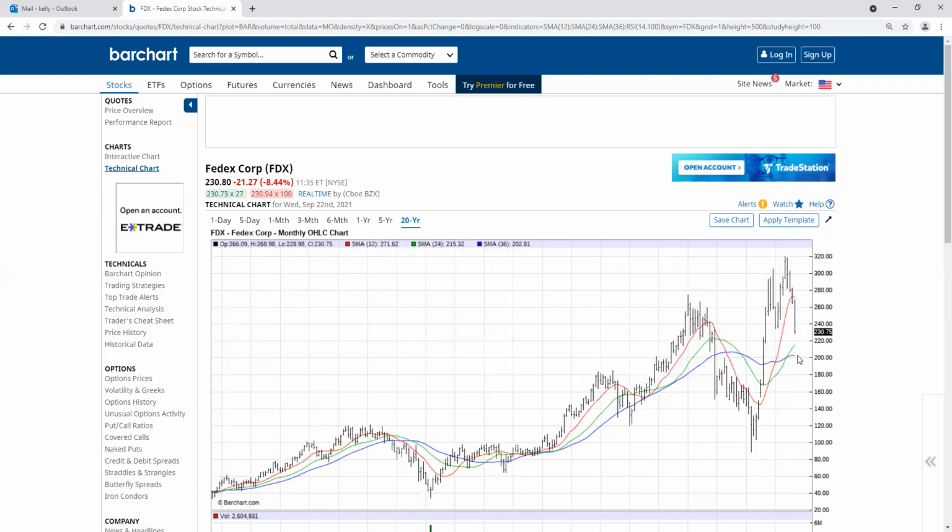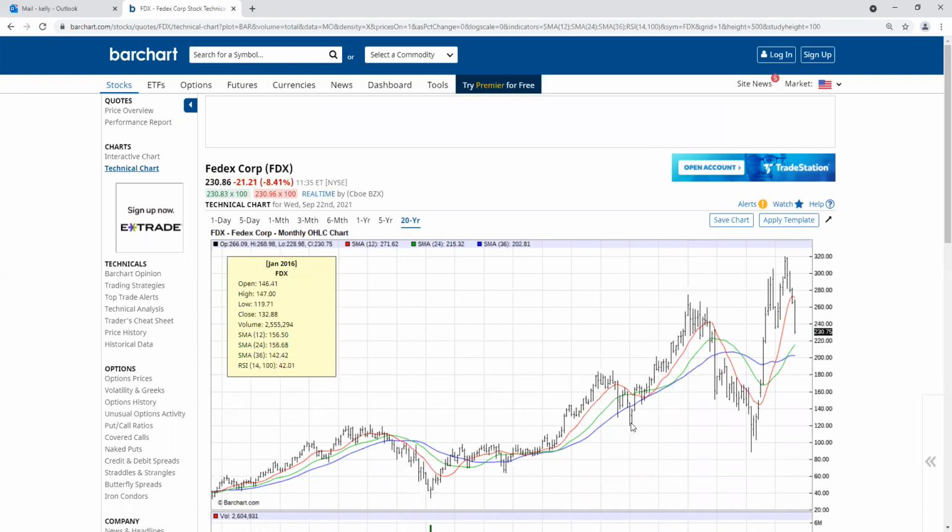Okay, now, where would FedEx possibly be a place to buy? Well, if you want to buy it against 200, that would be a way. If you want to buy it against 215, that would be another way. And so these are the longer term averages. And again, there's still a nice uptrend here.